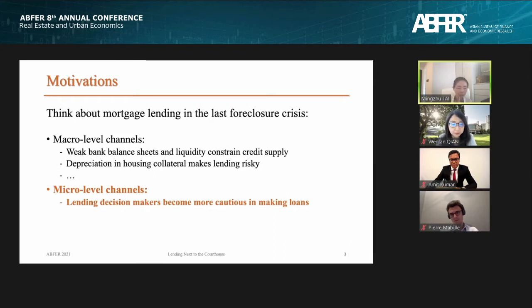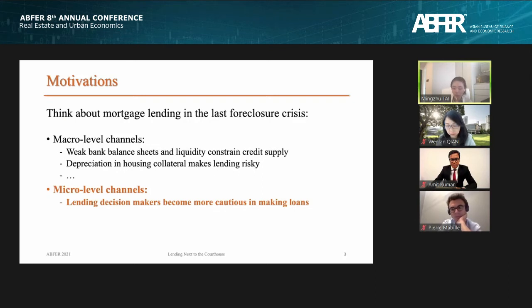On the other hand, when we are thinking about the micro-level channels, which we just discussed, then we are asking if the foreclosure crisis and the shocks to the housing market change the risk preferences and beliefs of, say, loan officers who are making lending decisions on behalf of the banks, then it means that likely their risk taking when making lending decisions is going to be more cautious. And therefore, this is going to reduce the amount of credit they could supply to households and to other borrowers.